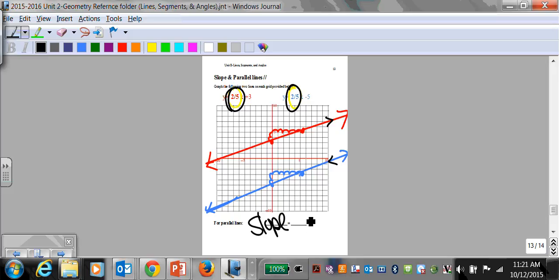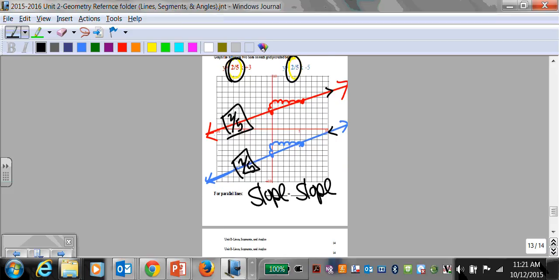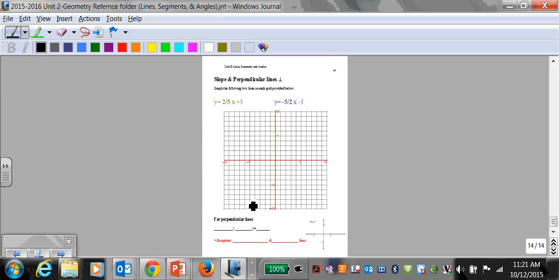That's the easiest one to remember. Parallel lines have equal slopes, which makes sense because if the tilts are not the same, then they would not be parallel. So slope equals. That's the easy one. A little bit more interesting is this one. Start graphing these 2 lines.